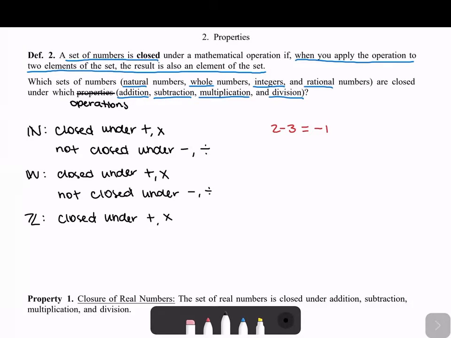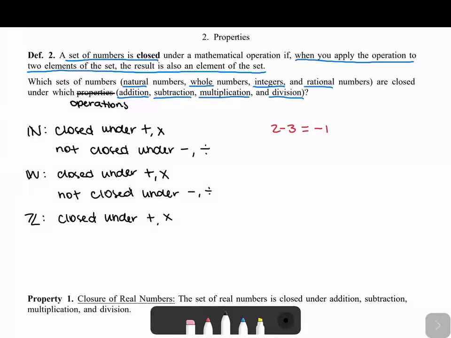But what about subtraction now? Our counterexample over here in red, 2 minus negative 3, is negative 1. Well, that is now an integer. If we think about 2 and 3 as integers, when we subtract them, we get another integer. And that's going to happen every time, right?